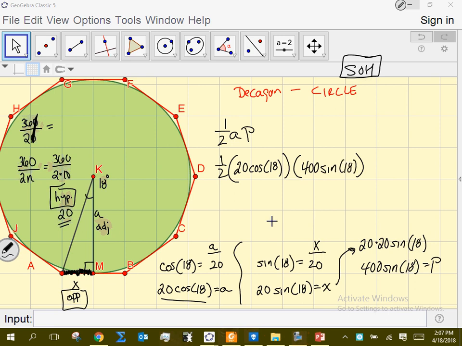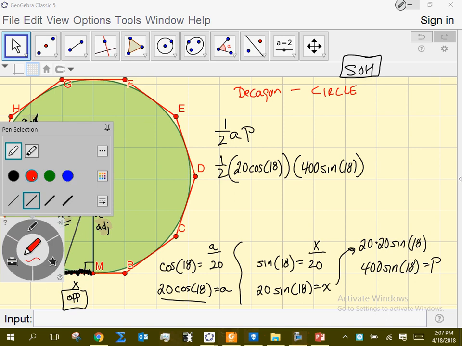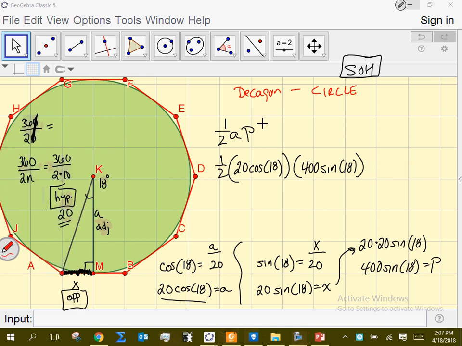400 sine of 18? Yep. And that's the exact version of your decagon's area. Wait, so your apothem is 20 cosine 18? Yep.